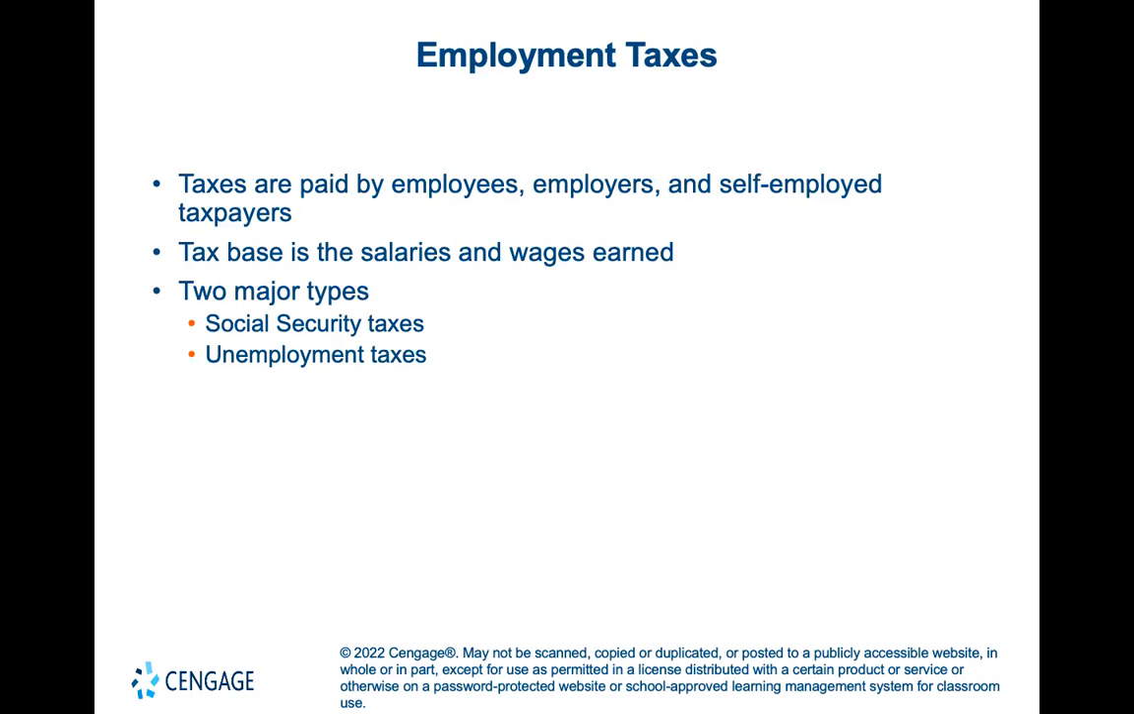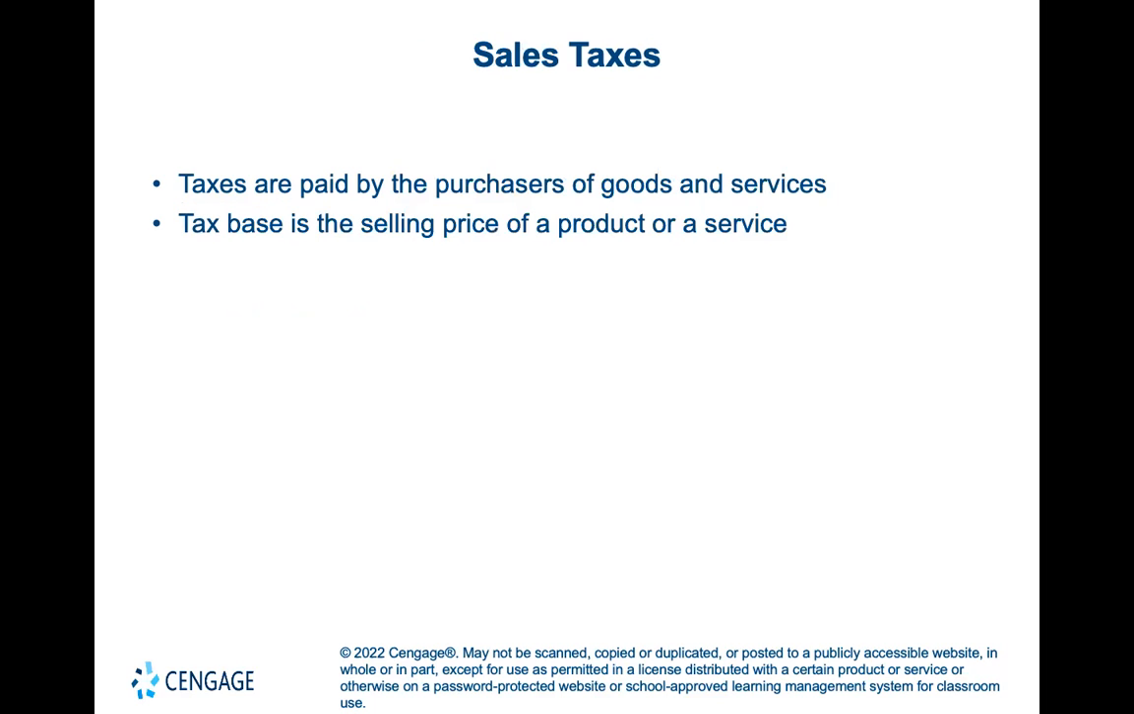Employment taxes are paid by employees, employers, and self-employed taxpayers. The tax base is the salaries and wages earned. Two major types are Social Security taxes and unemployment taxes. Sales taxes are paid by the purchaser of goods and services. The tax base is the selling price of a product or a service.